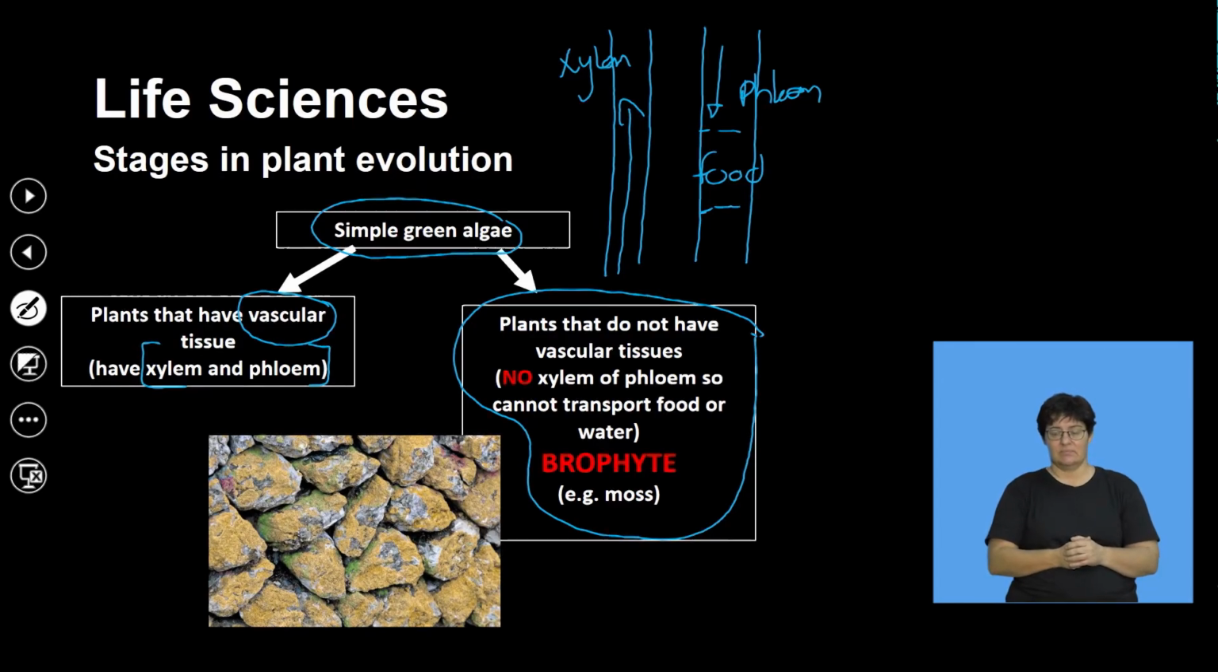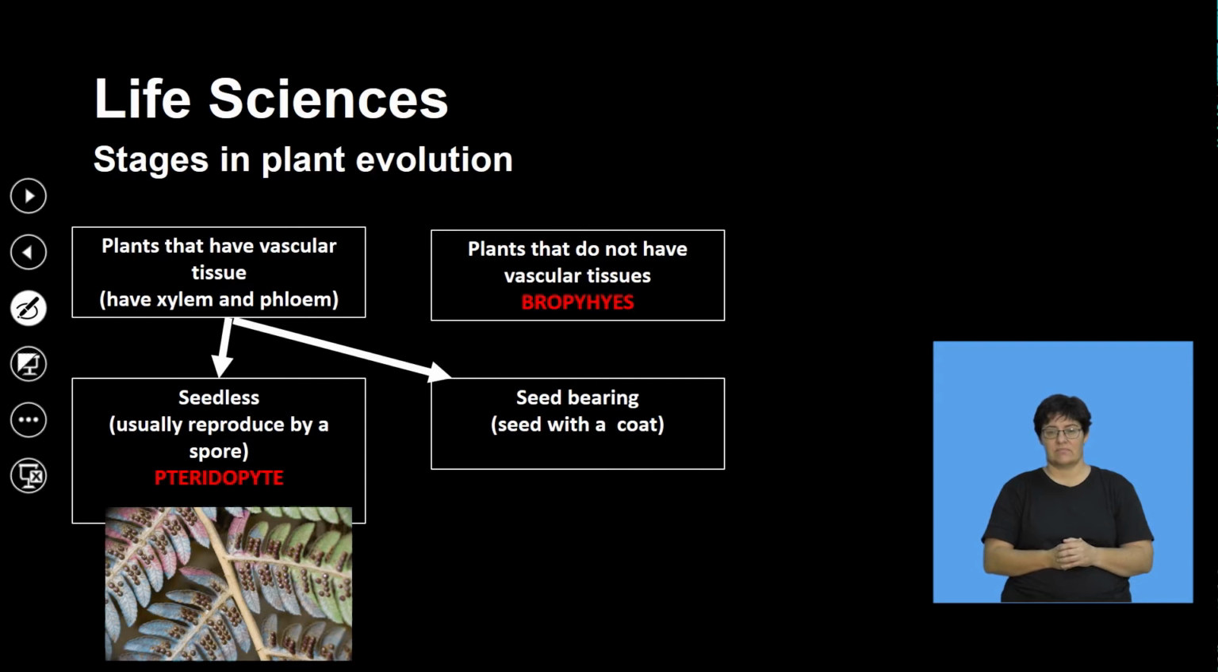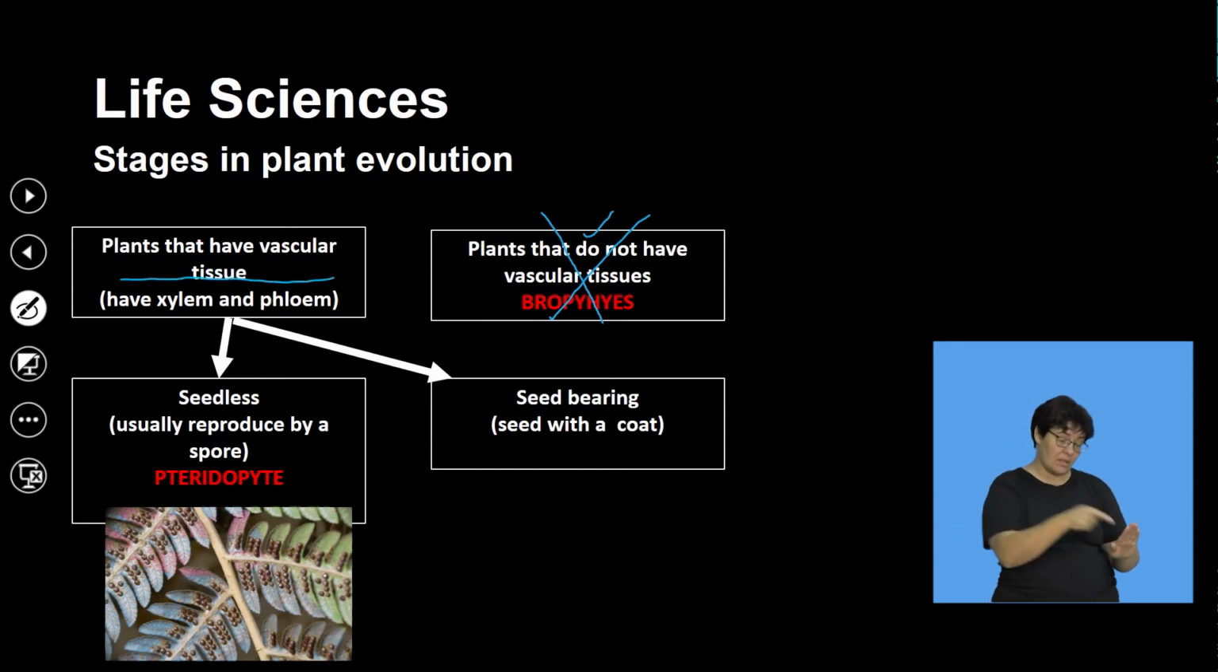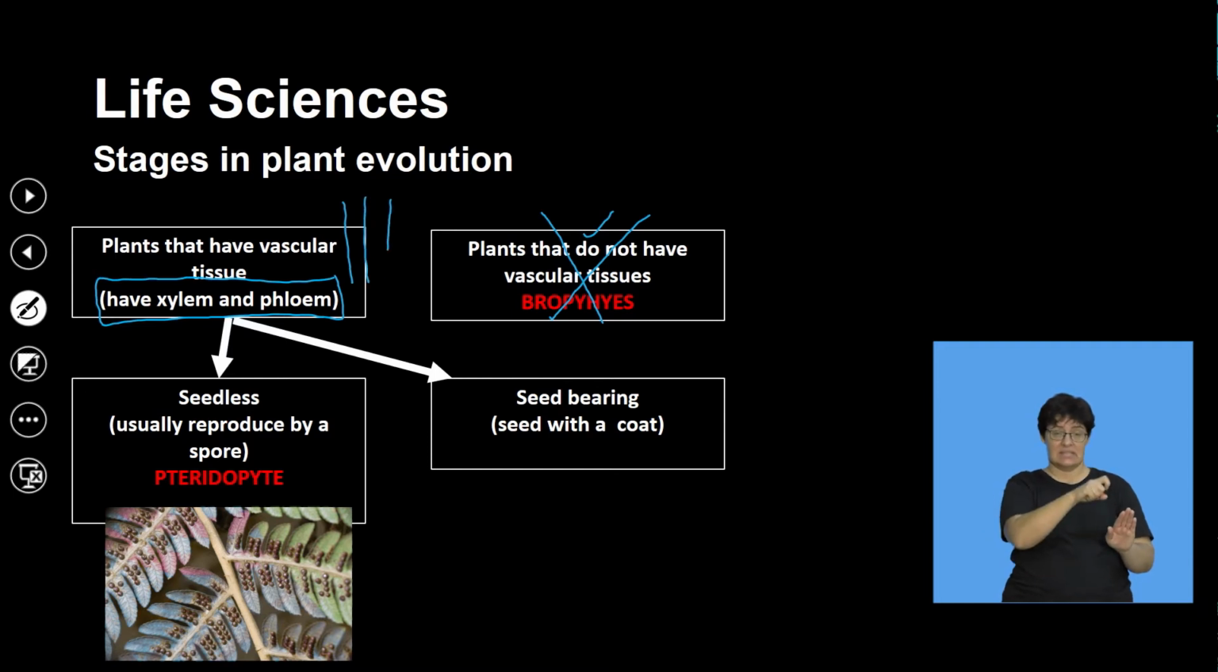So what we're looking at here is plants that had vascular tissue and plants that didn't. Because they had no vascular tissue, they belong to the bryophytes. That is moss. Now we go to the other side: plants that have vascular tissue. Remember, we've got two choices here. Now, this group is divided. So these groups have got xylem and phloem.